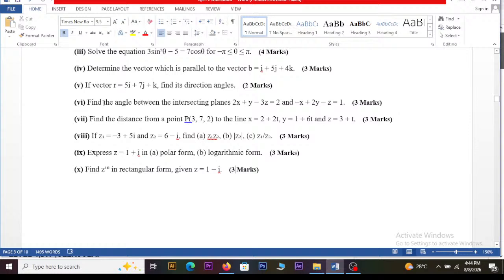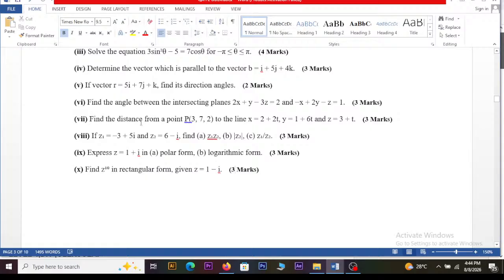Soma. Andika hii taarifa kwenye akili yako. Find the angle between the intersecting planes 2x plus y minus 3z is equal to 2 and negative x plus 2y minus z is equal to 1, 3 marks. Question 1, Roman 6.